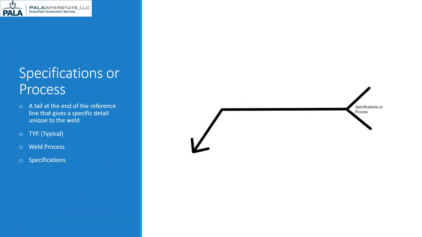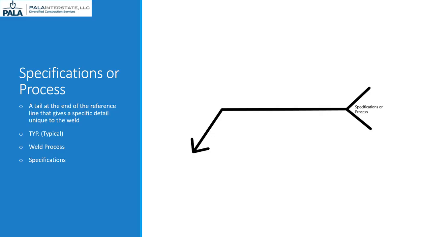If there is a tail at the end of the reference line, it gives us a note that is unique to this particular weld. Some examples of what you may see written here are typical. If you see TYP written in the tail, it means that there are multiples of the same type of weld. The engineer is not going to provide individual drawings for each one. They're going to give you one detail and tell you that they're all welded the same.